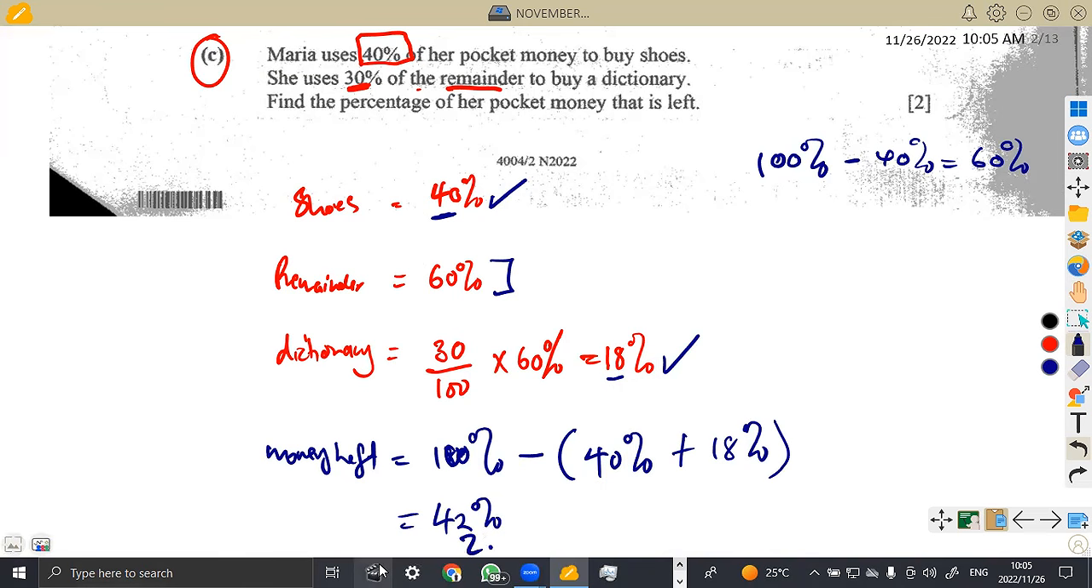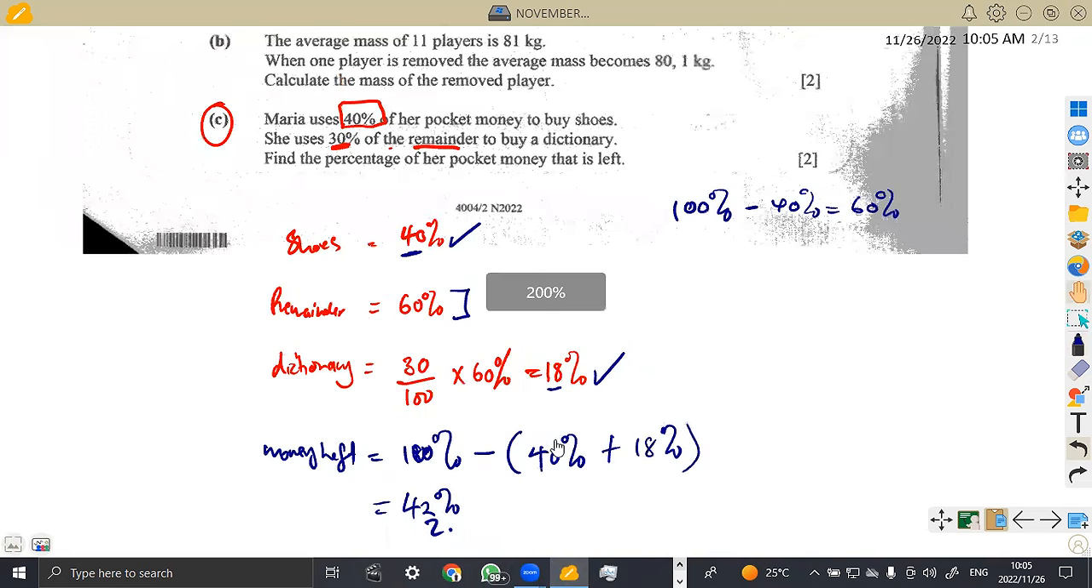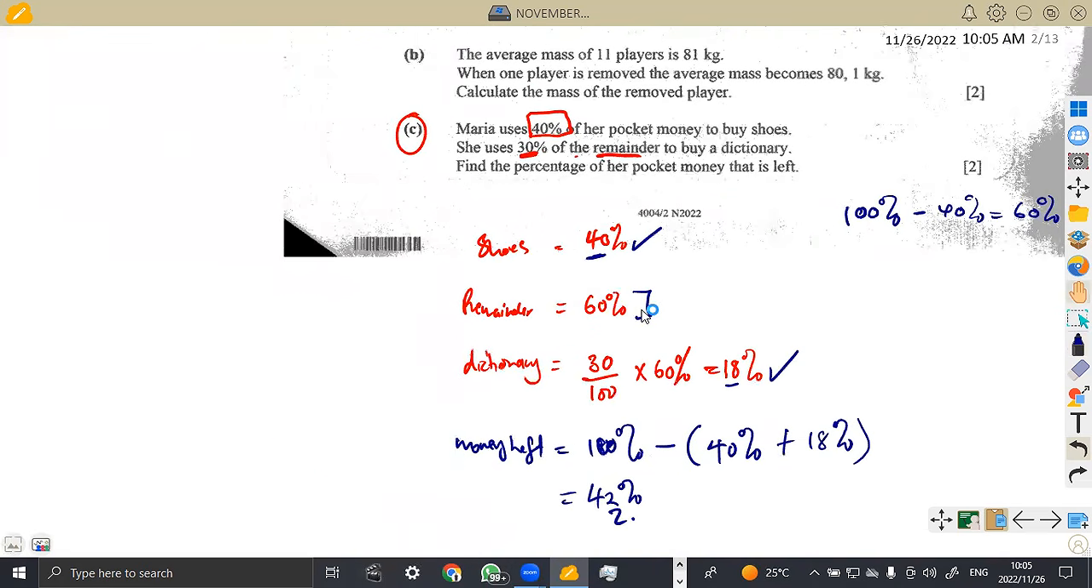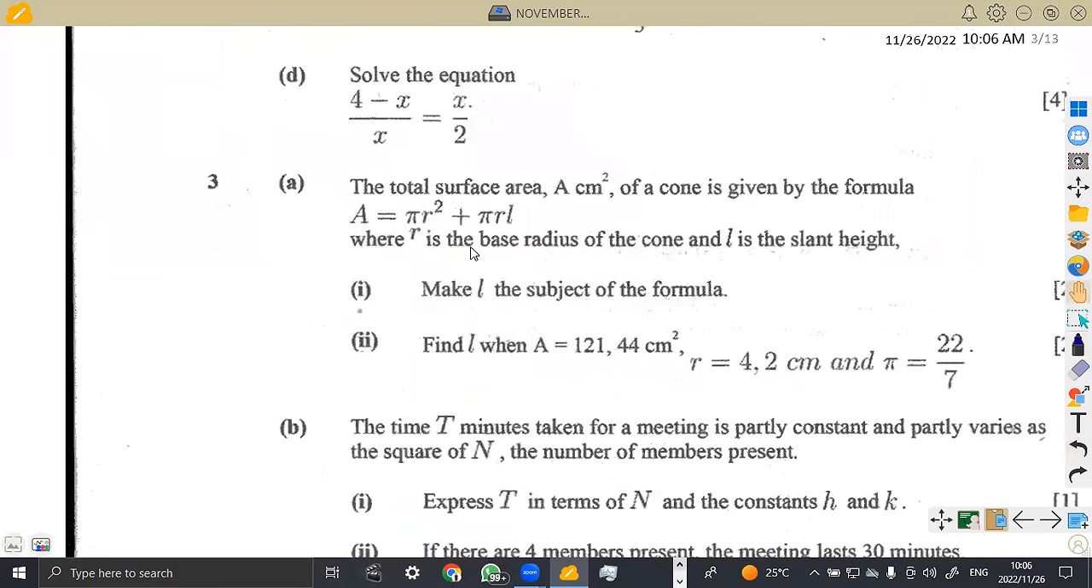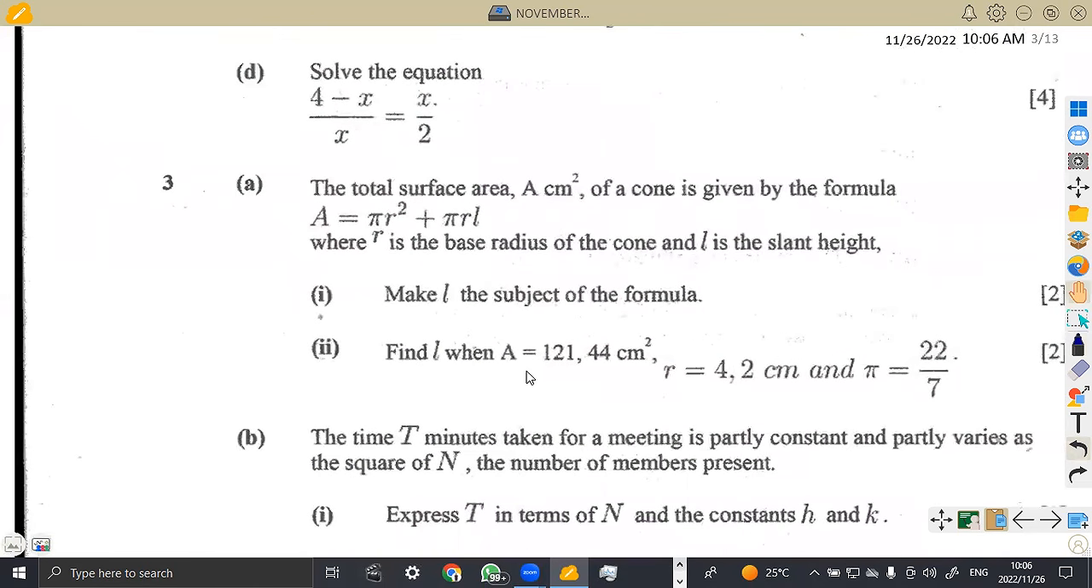That is the percentage that was left from what she was given. Take note, it can be in terms of percentage, just like what we heard from this question. So these are the typical questions that we have. Let's check the other part now, which is the D part.